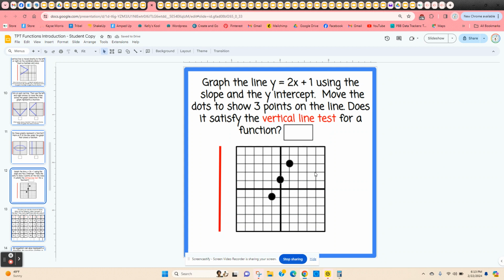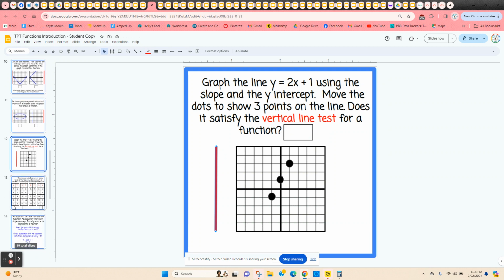Now let's try the vertical line test. We're going to pretend there's a line that goes through those 3 points. Will it ever touch the graph in more than one place? Oh, it does not, so it is a function. And they're going to type in yes in the box.